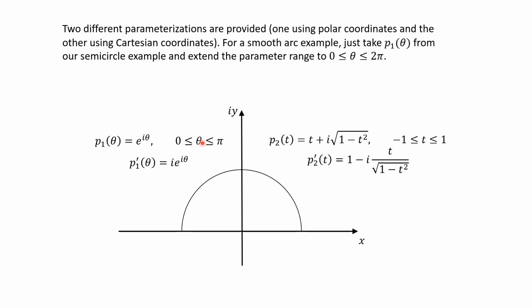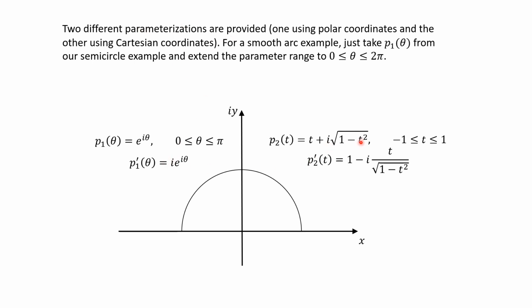When you put in theta equals pi over 2, you get e to the i pi over 2, which is just this point here, i. When you put in pi, you get e to the i pi, and that gives you a minus 1, which is the point I'm pointing to here. And you also have a derivative that exists, so this fulfills the conditions for a parameterization.